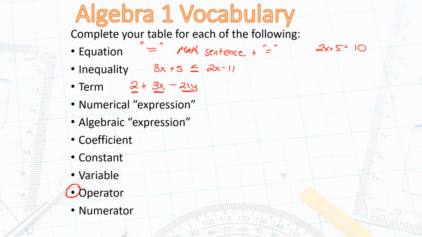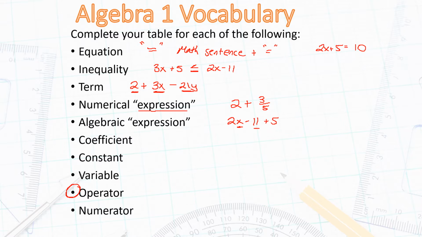Numerical expression, so we're seeing the word expression again, so a math sentence with no equal sign. Numerical expression means it contains just numbers. An algebraic expression would be something like 2x - 11 + 5. It's got letters and numbers. So variables is the technical word for a letter, and then numbers as well.